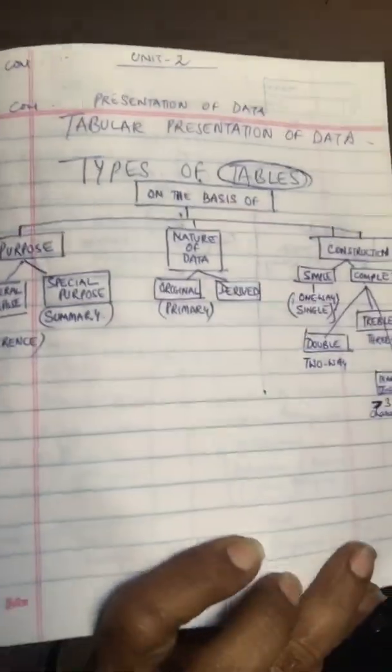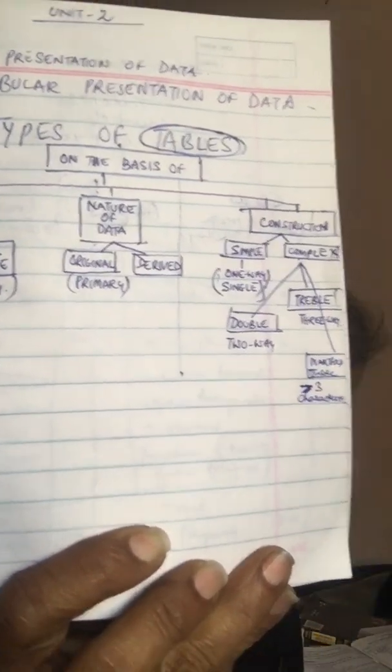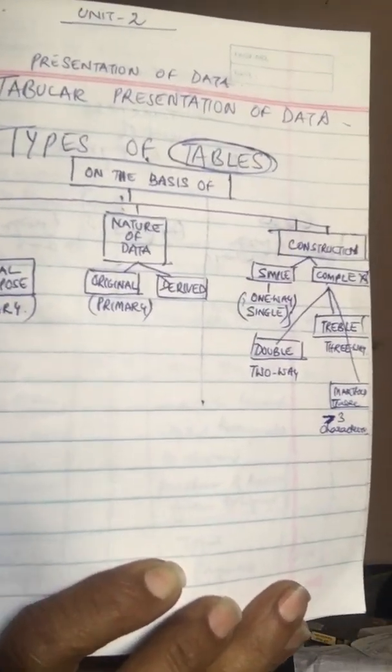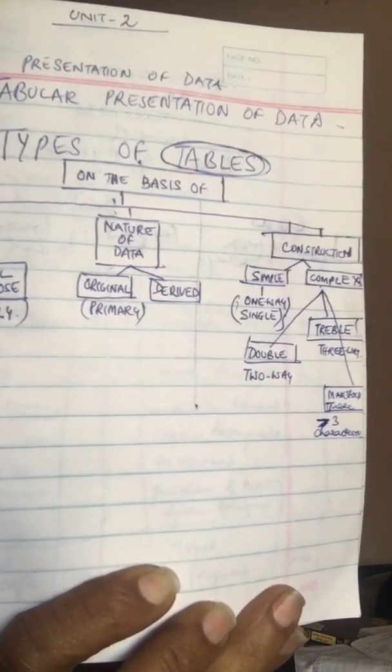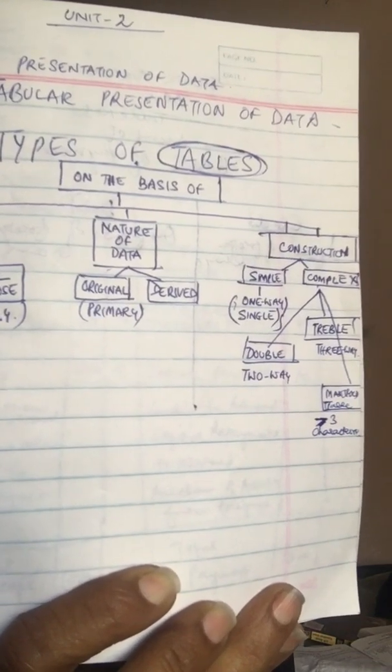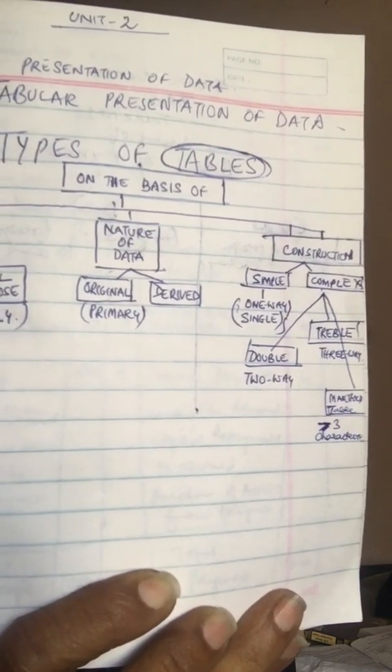So now again we go to the next one. Which was the first? First, in the types of tables, the basis was on the basis of purpose. Now the second is on the basis of data. Now in this, let's listen very carefully. The nature of data. In this, you have what is known as primary tables.